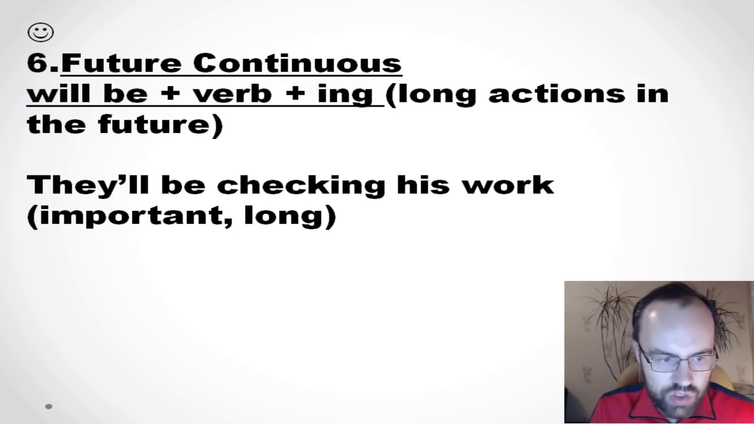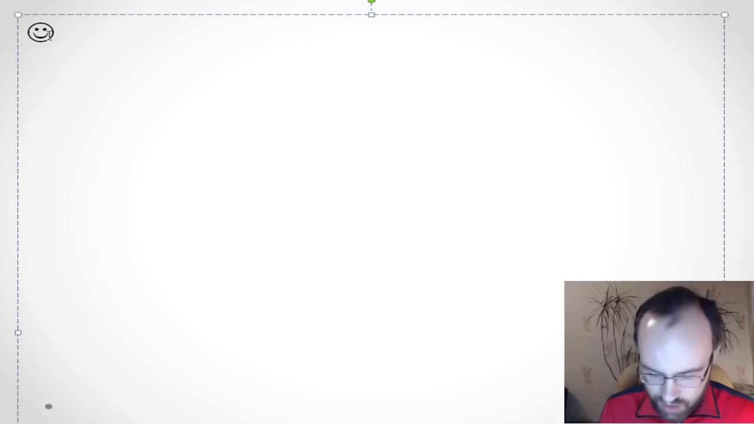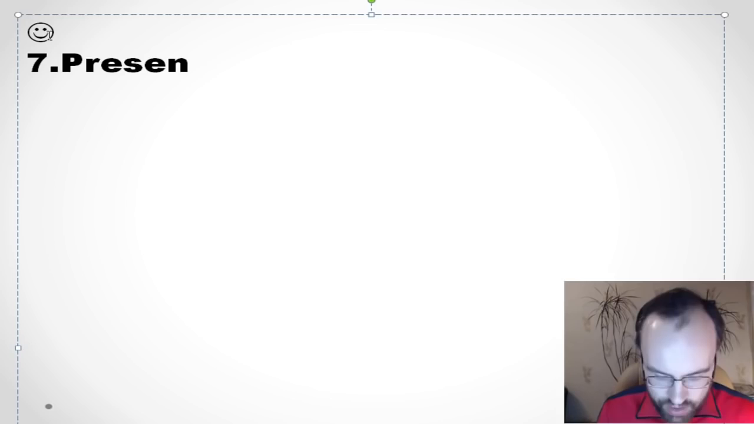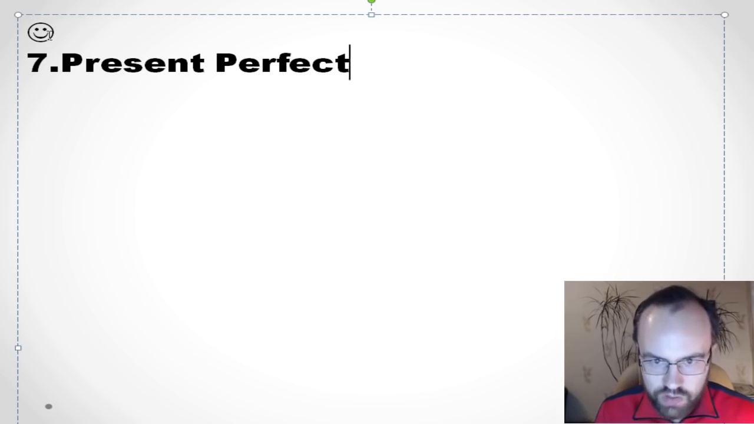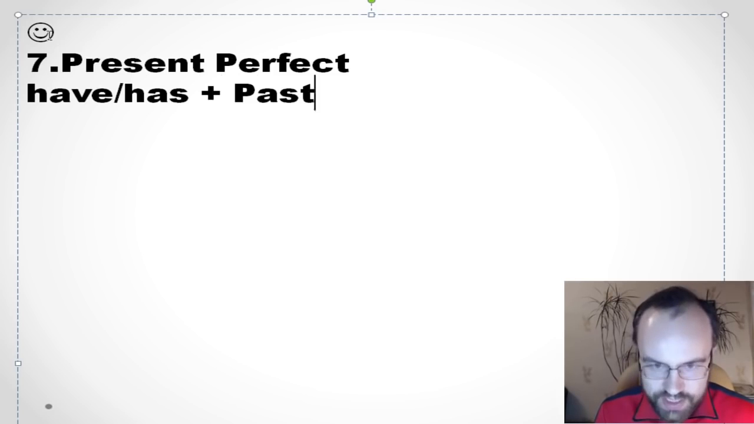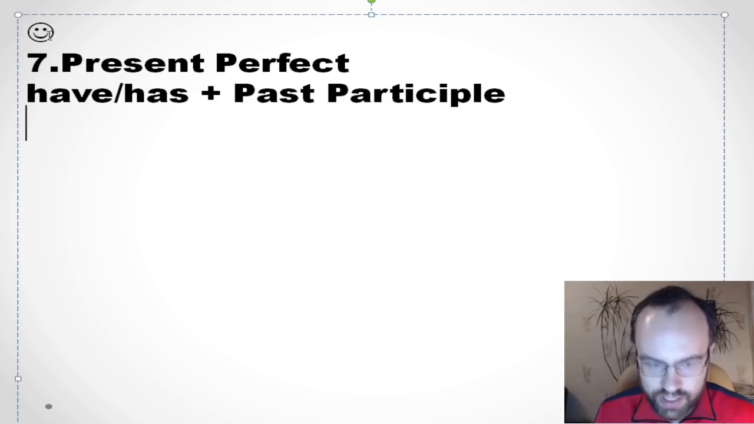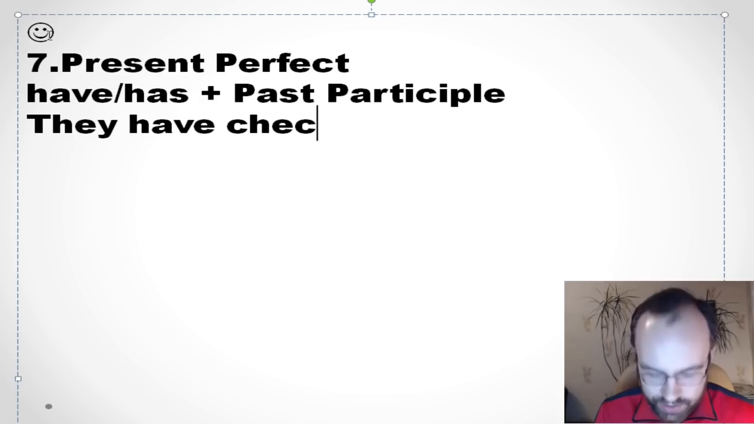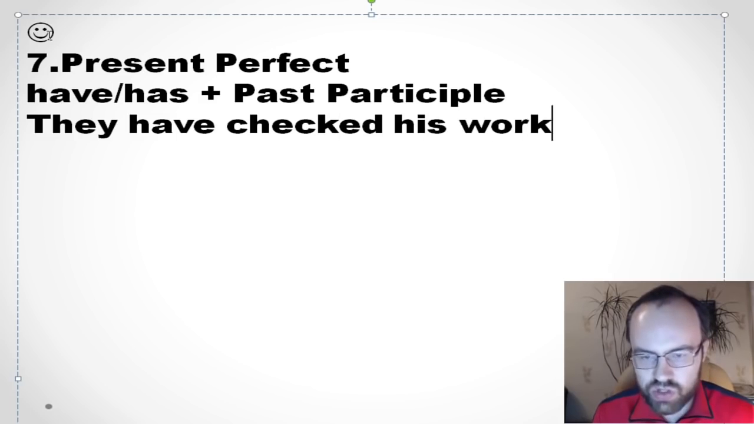So next, perfect. So it's about present perfect. Okay, so how do we form it? Have or has plus past participle. So you can say they have checked his work. Normally we use it with different time markers.